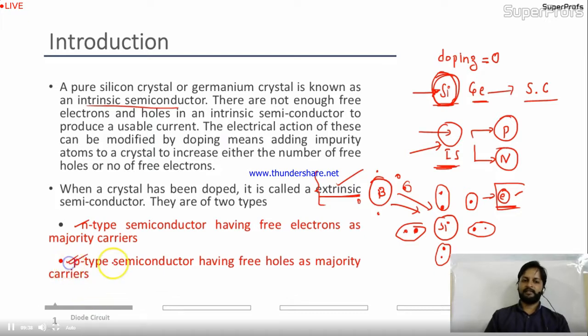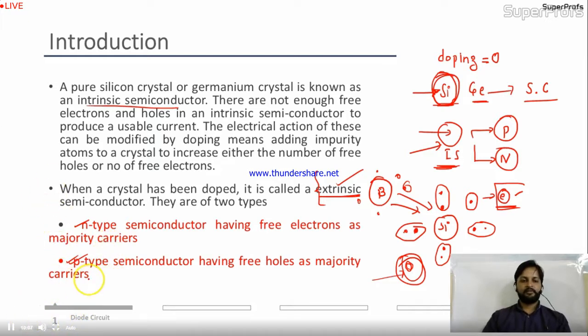Similarly, if you add trivalent impurities to the silicon atom or germanium atom, you will get one deficiency of electron. Okay, deficiency of electron, and because of this we call the deficiency of electron a hole. So the P-type semiconductor has free holes as majority carriers, meaning the absence of electrons is more in the P-type, and in the N-type we have more and more electrons. Is it okay to you?